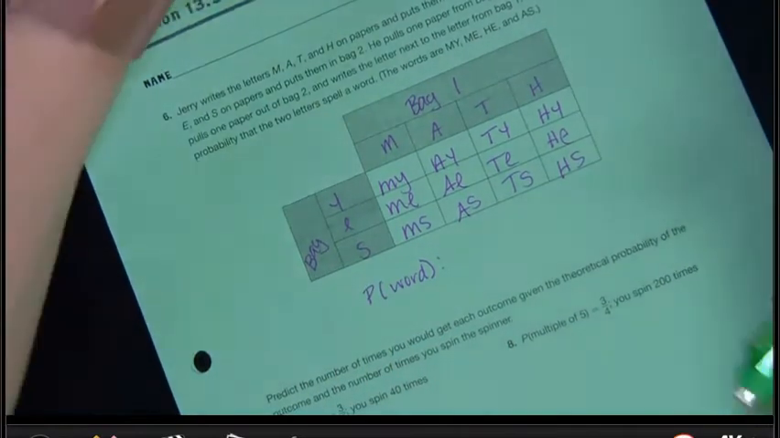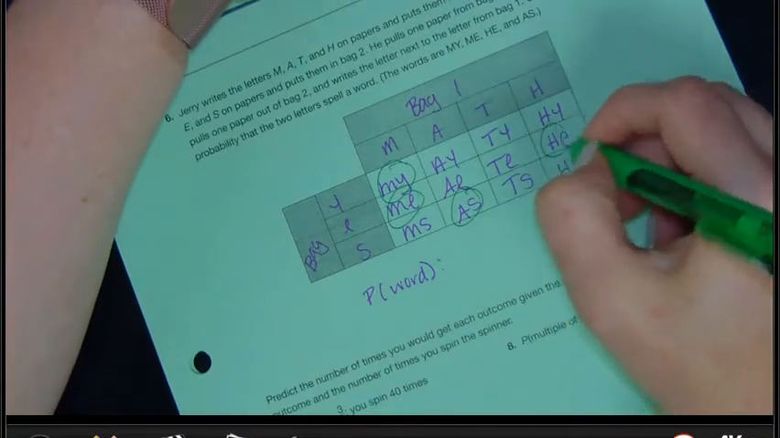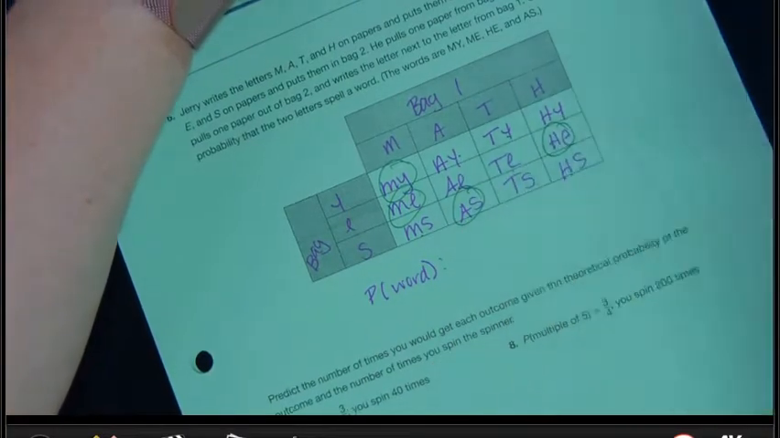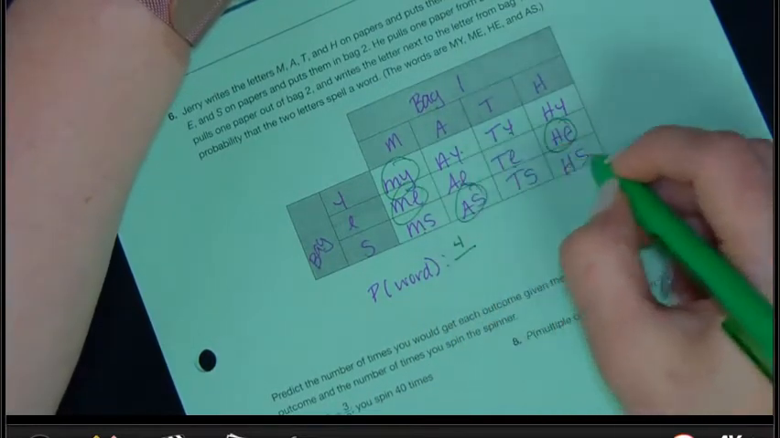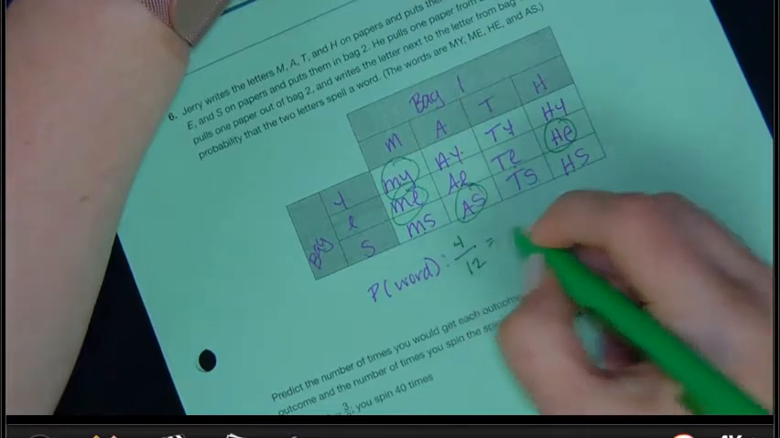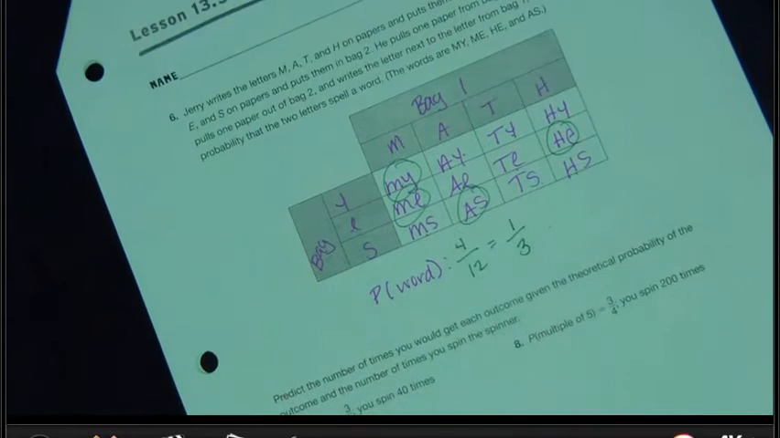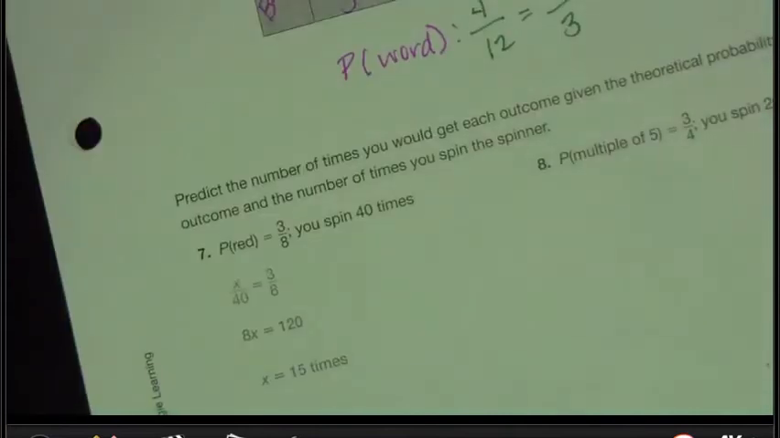I want to know how many times I create a word. We'll have my, me, as, he. Nope, nope, nope, nope, nope, nope, nope, nope. So it looks like I created 4 out of 1, 2, 3, 4, 5, 6, 7, 8, 9, 10, 11, 12. 4 out of 12, which can be reduced by 4 to have a 1 over 3 chance.